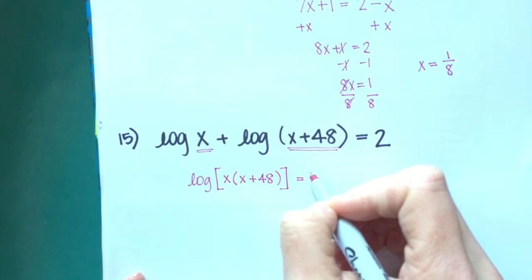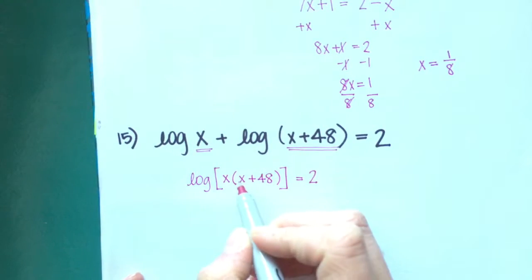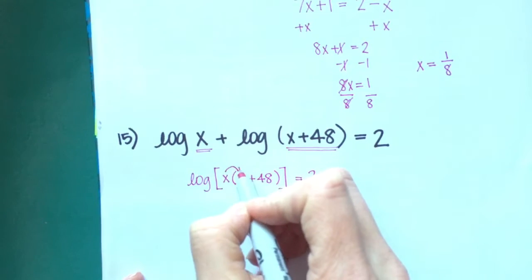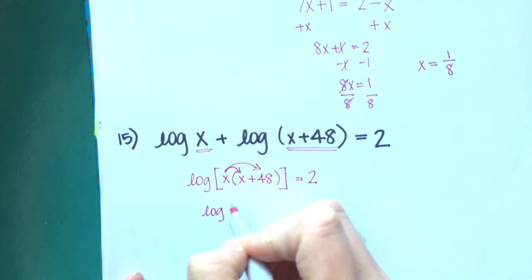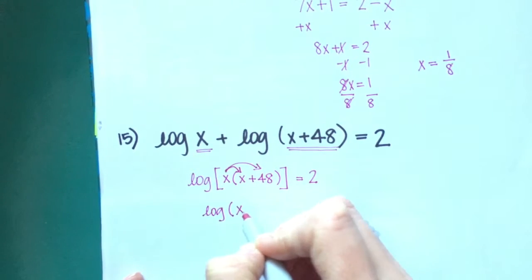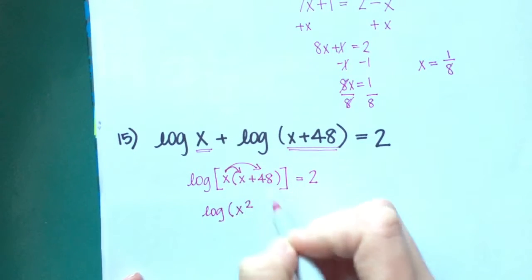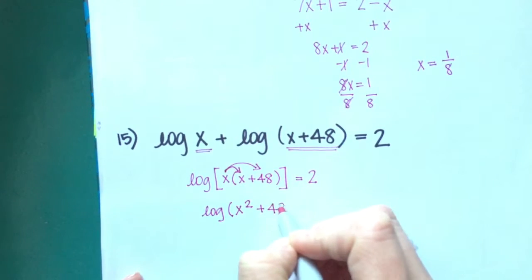And that is equal to 2. So this I'm going to distribute, multiply the x in to simplify this. And I have log of x times x is x squared, x times 48 is 48x.